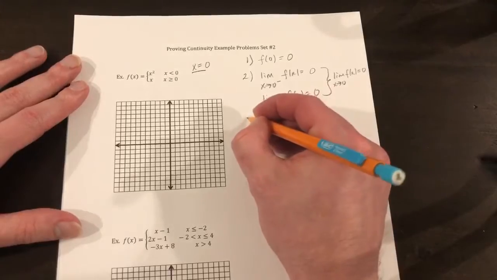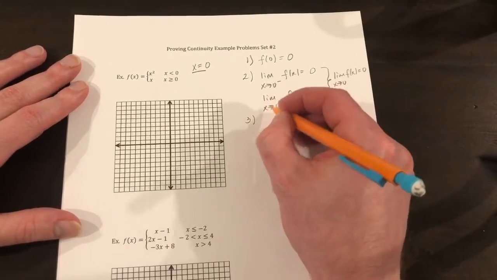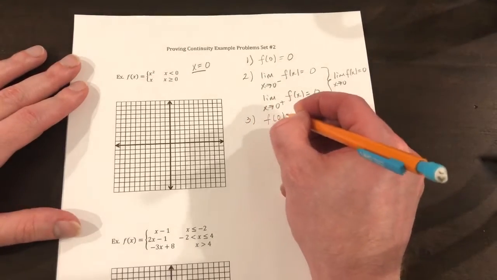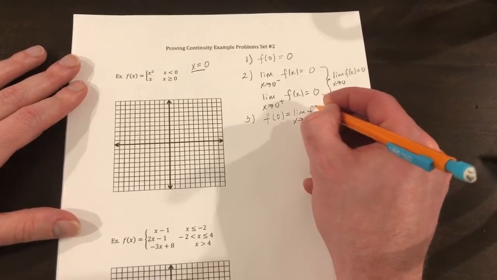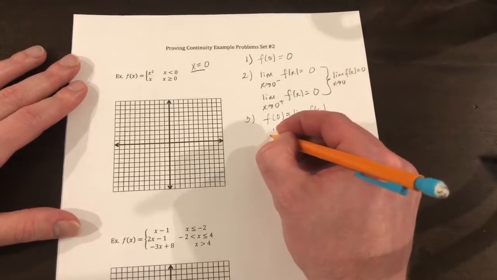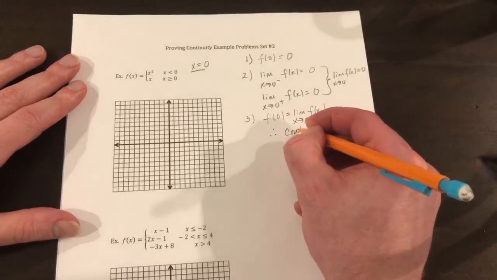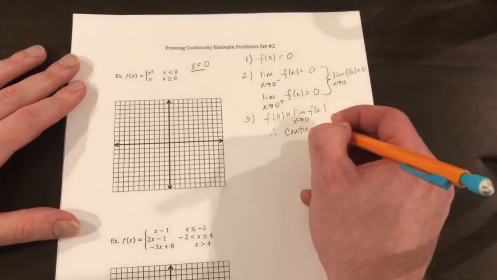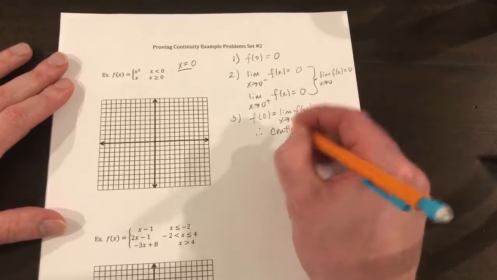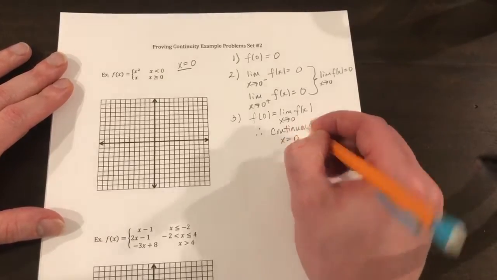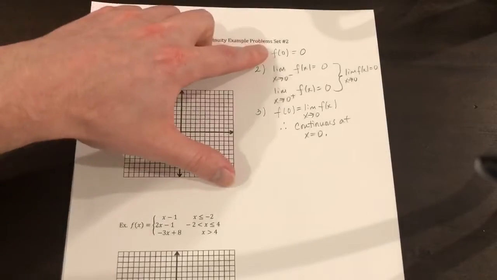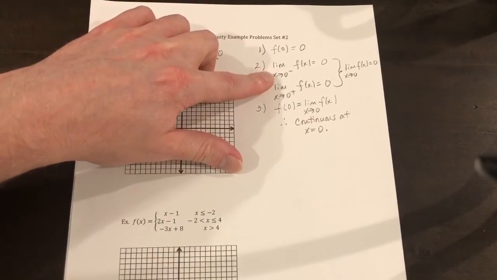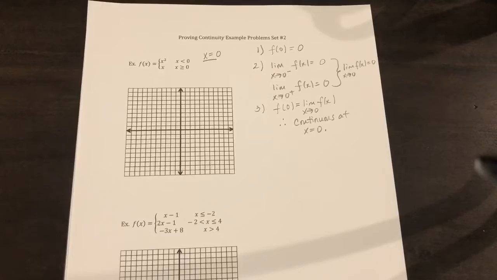Okay, I go into the third step. The third step says that if f of 0 is equal to the limit as x approaches 0 of f of x, therefore, it's going to be continuous at x is equal to 0. And there are times that this is defined, but they're not equal to each other. So make sure we pay attention to that.